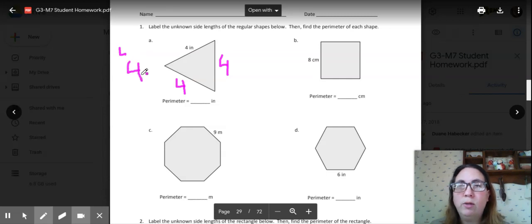Okay. The trick on the slides, you could multiply that 4 times the amount of sides that are the same length. So 4 times 3 is 12. 1, 2, 3, 4, 5, 6, 7, 8, 9, 10, 11, 12.